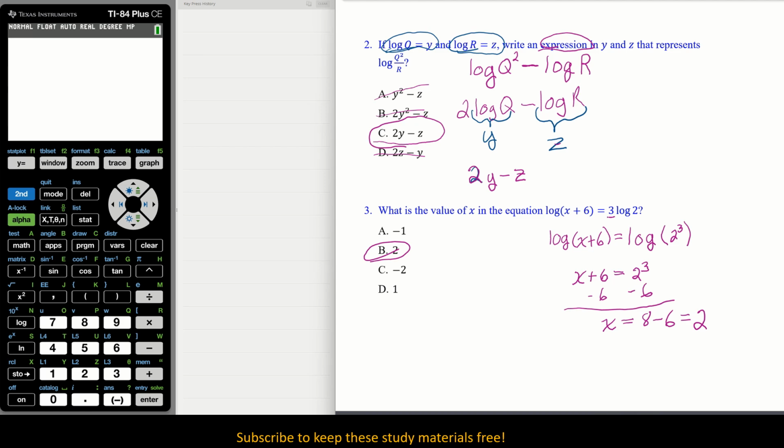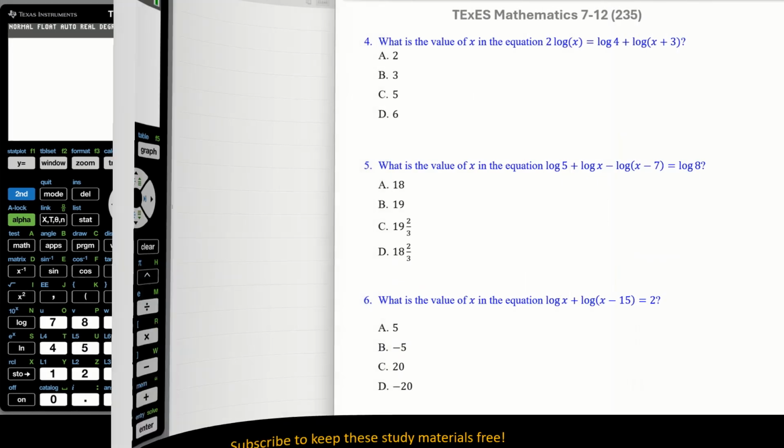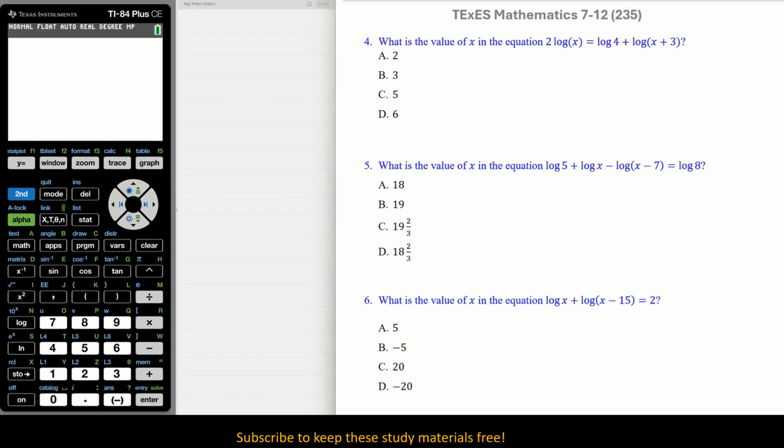Okay, let's go to number 4. What is the value of x in the equation 2 log x equals log 4 plus log x plus 3? Okay, we can rewrite the first expression and call this log x squared, okay? And then we set that equal to.